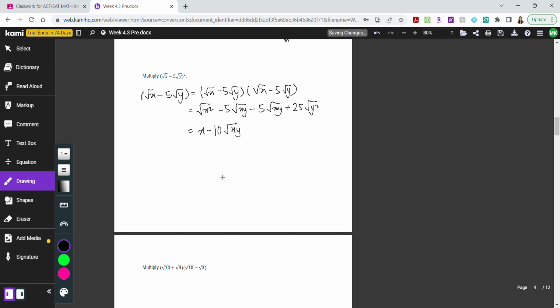Right here, we can see that y squared can be square rooted to give us y multiplied out with 25, and you would get 25y. Therefore, the solution to this problem is going to be x minus 10 square root xy plus 25y. All right.